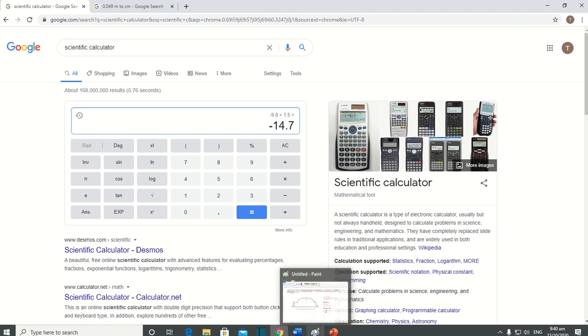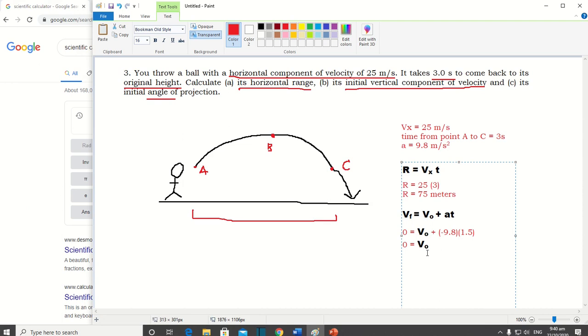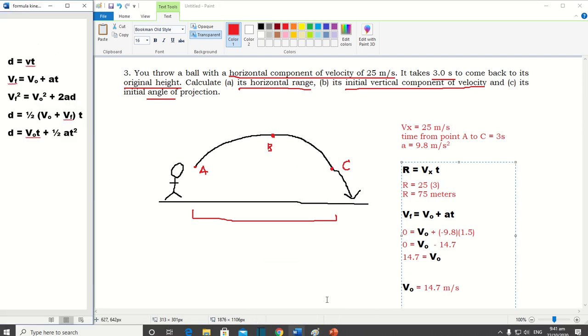So, itatranspose natin yan. Negative 14.7. Transpose natin siya dito sa left. Magiging positive 14.7 na siya. And then, yun na yung value ng ating V sub O. So, ayusin lang natin. Pagpalitin natin ng pwesto. Same lang din naman. Which is 14.7 meters per second. So, ito na yung ating magiging initial vertical component of velocity o ang ating V sub Y.